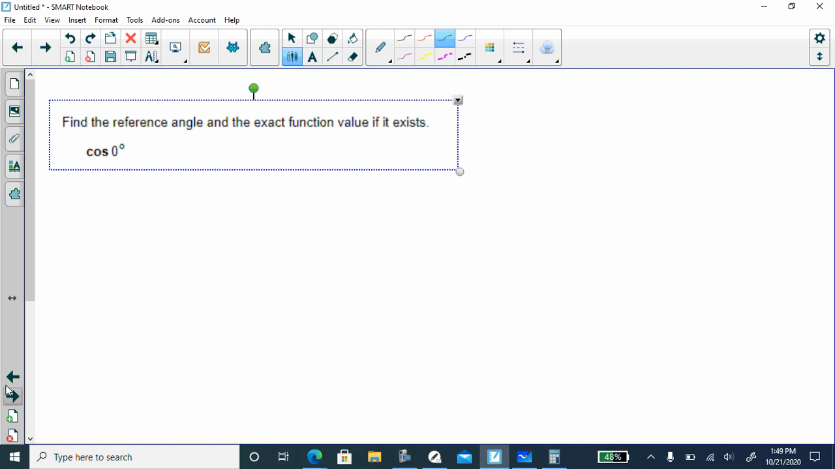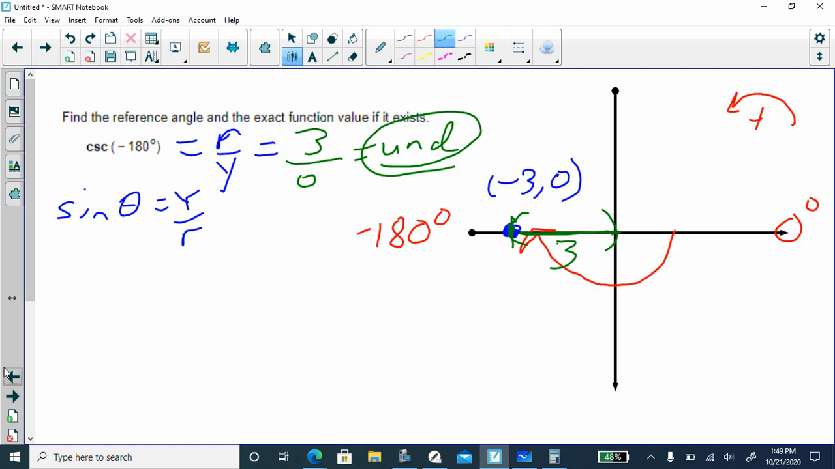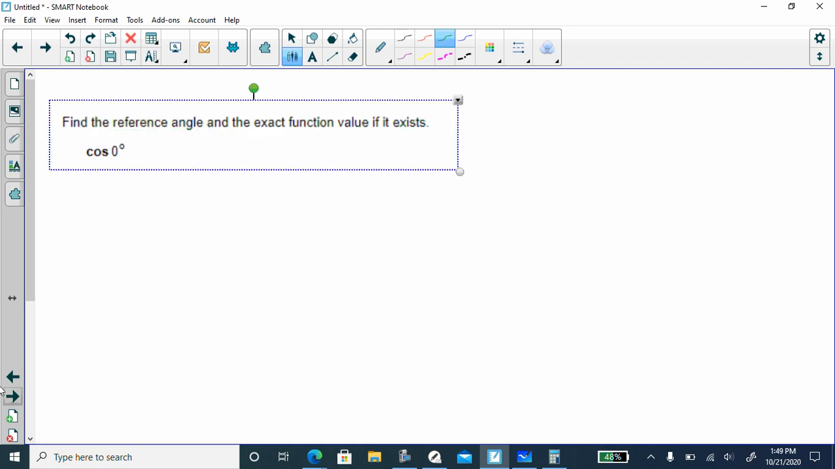All right. It also asked us about the reference angle. Remember that a reference angle is measured from the horizontal. Well, if we are on the horizontal, then our reference angle is 0 degrees. Zero degrees is in this direction.